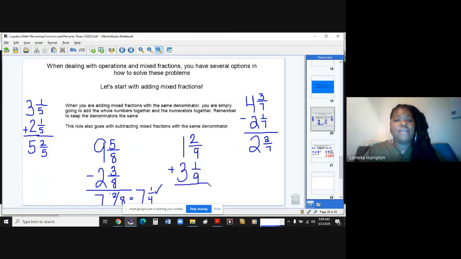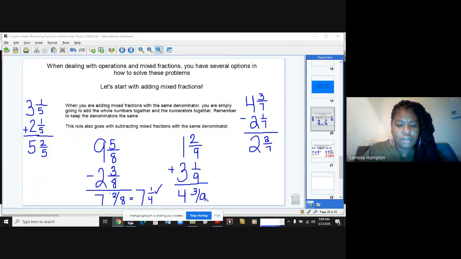Okay, so now we have an addition problem. So again, you are going to follow the same steps. You are simply going to add 1 plus 3, that gives you 4. And then you are going to add your two top numbers, which is 2 plus 1, and that gives you 3/9. Again, you want to make sure that you have simplified your answers as much as you can.